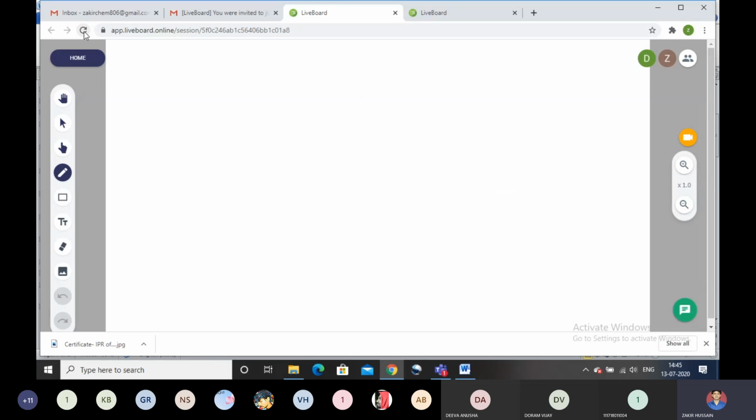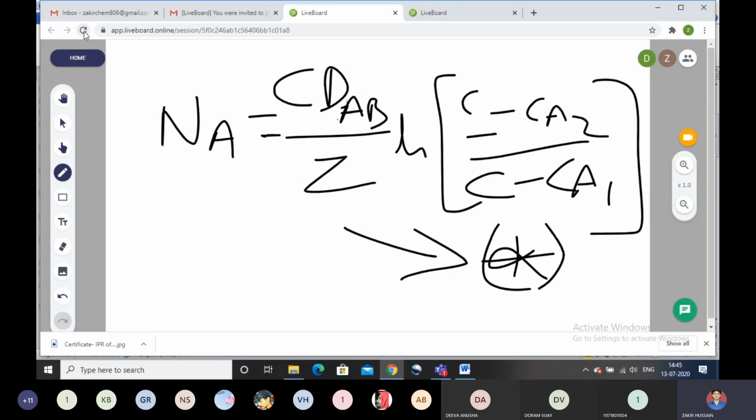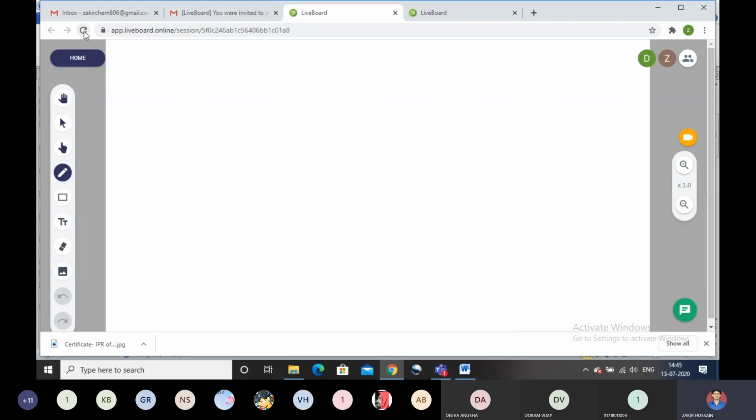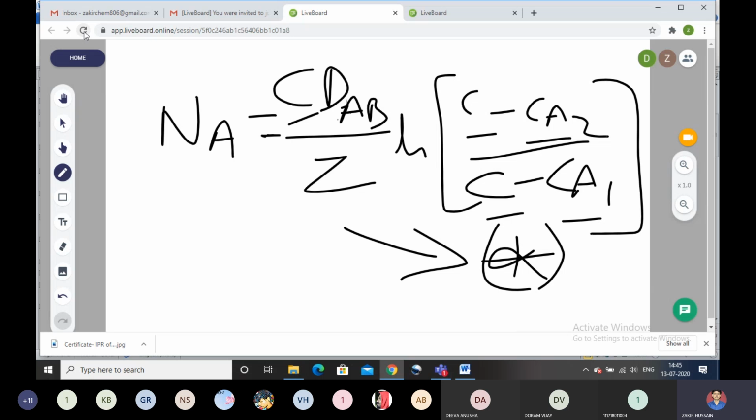Now see, this formula is for concentration terms. Total concentration we want, concentration of A at point 2, concentration of A at point 1 we want. Similarly here also concentration we want. These are the terminologies. For example, if the problem is given in mole fractions, then how can we write in the mole fractions? So we have to convert these concentrations into mole fractions. That's our main criteria. So how can we do that?